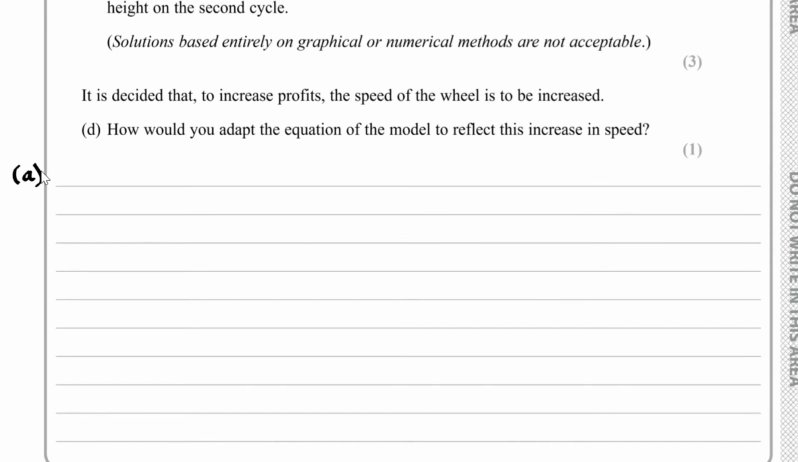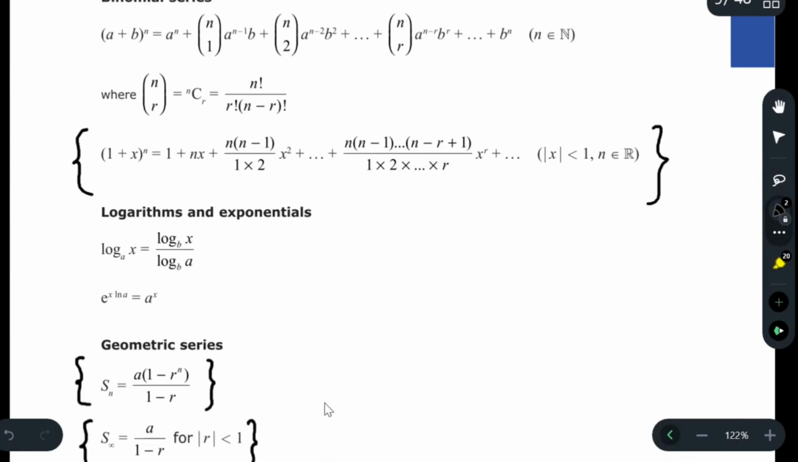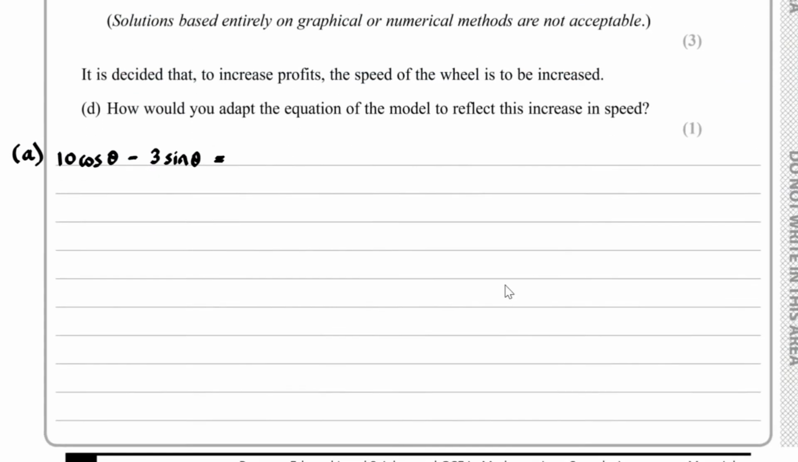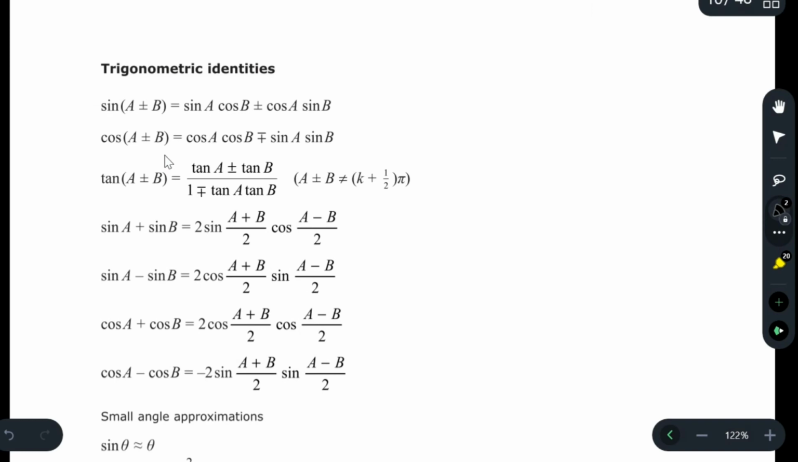For part A, we've got 10 cos theta minus 3 sin theta. What will this equal? Well, if I go to the formula book, underneath the trigonometry section, I need to use one of these identities. Which one would I use? Well, we've got cos of A plus B. It's in that form. So, we need to use this result here.